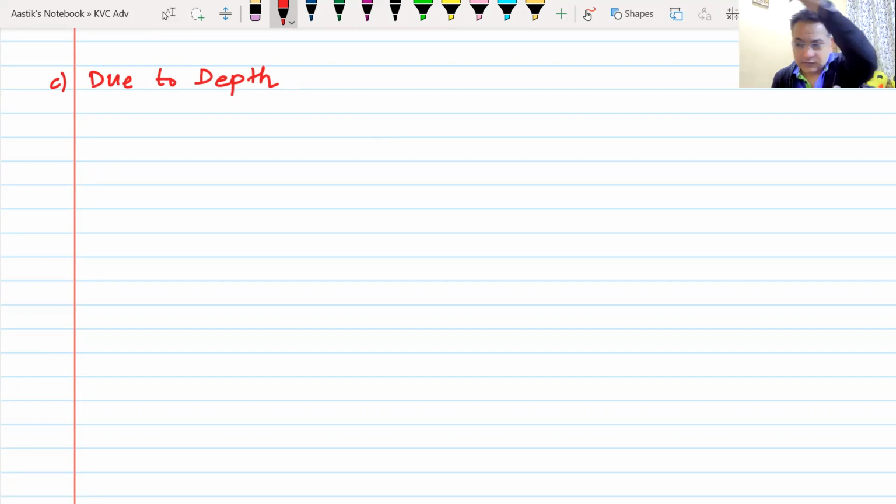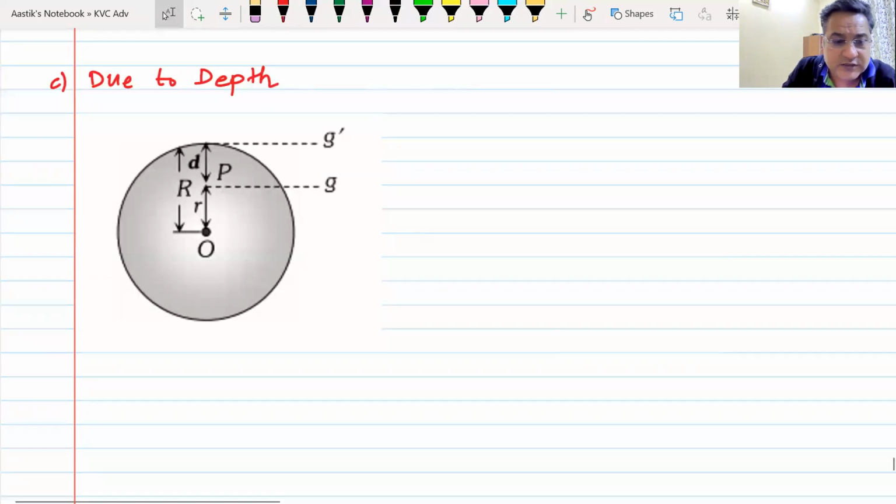What is the effect of getting under the surface of earth? If we get inside the surface of earth, what is the value of g? Can anyone tell me the value of g inside the surface of earth? Now when we are talking about inside the surface of earth, the diagram looks like this. What is the value of g at a depth d below the surface of earth?